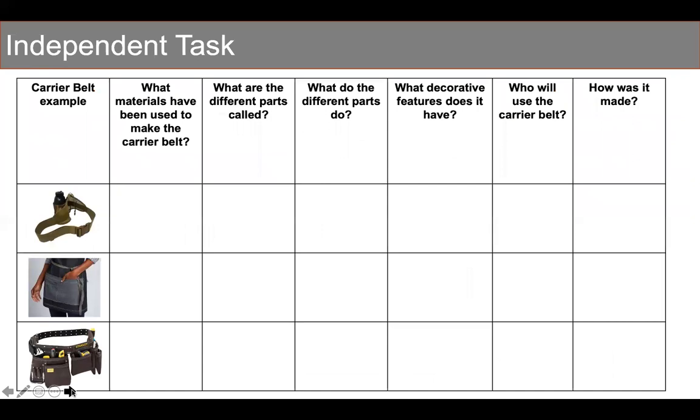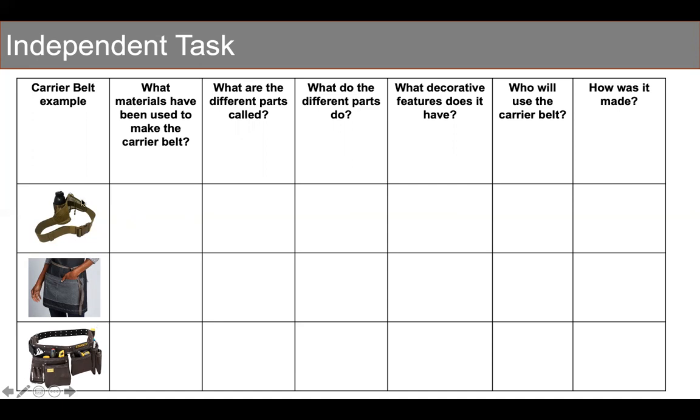So this is your independent task. Now you can see there is a table on here. If you want to pause the video to record the table, or if you want to do this in a slightly different way, that's absolutely fine. But what is important is we think of different carrier belts and then we are answering these questions as we go along. So I have already put in some images for you, but if you have different belts around your house or you know of different belts, that's absolutely fine. But if we can, it would be great to look at two or three different ones because then we can compare them.